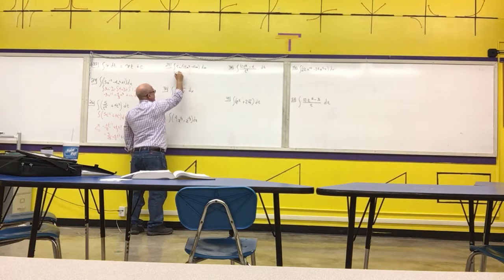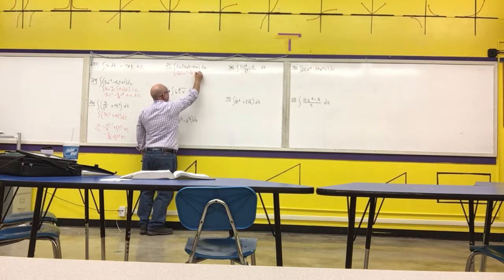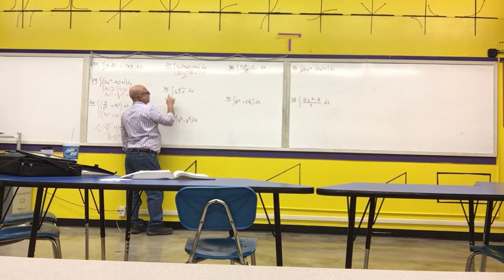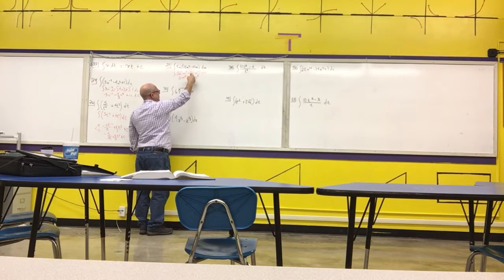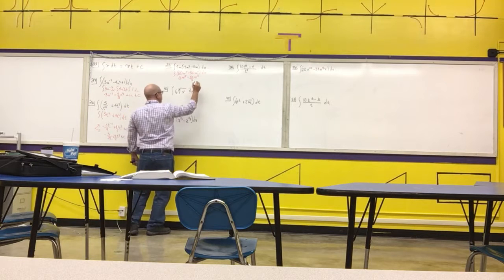5m times 12m cubed is 60m to the 4th. 5 times negative 10 is negative 50. M times m is m squared, with respect to m. Add 1 to the exponent. Divide by the new exponent. 60 divided by 5 is 12. Add 1 to the exponent. Divide by the new exponent. Negative 50 divided by 3 is negative 50 thirds plus c.